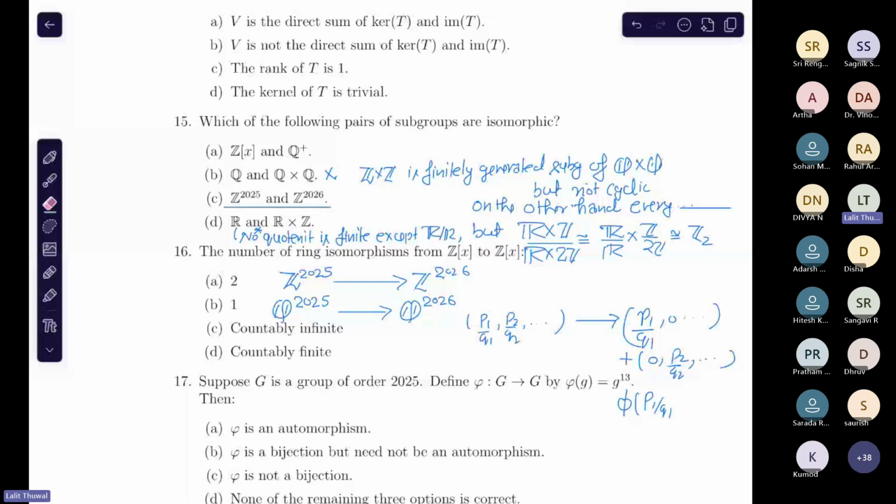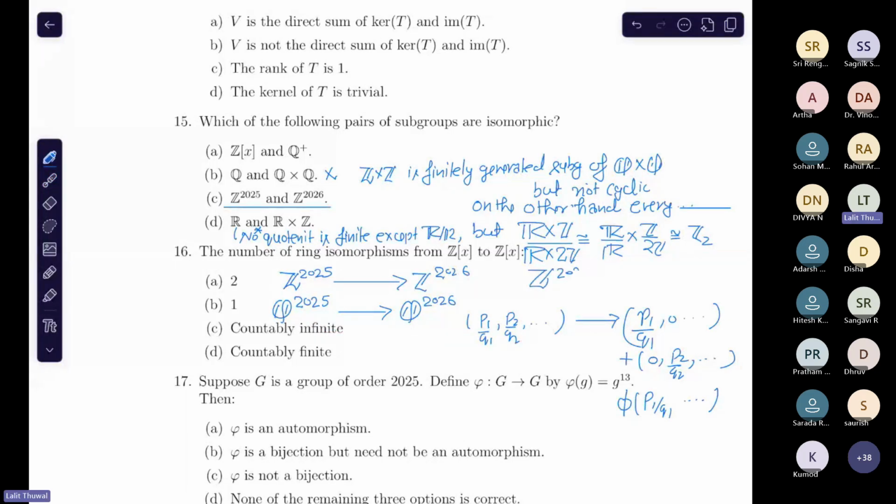You can extend this, then you say that this is a vector space homomorphism, because any additive homomorphism from Q^2025 to Q^2026 is a linear map. From Q vector spaces, this question you have seen in your 2024 exam, right? Because the dimensions are different, this is a contradiction. The other way is to take the quotient by this.